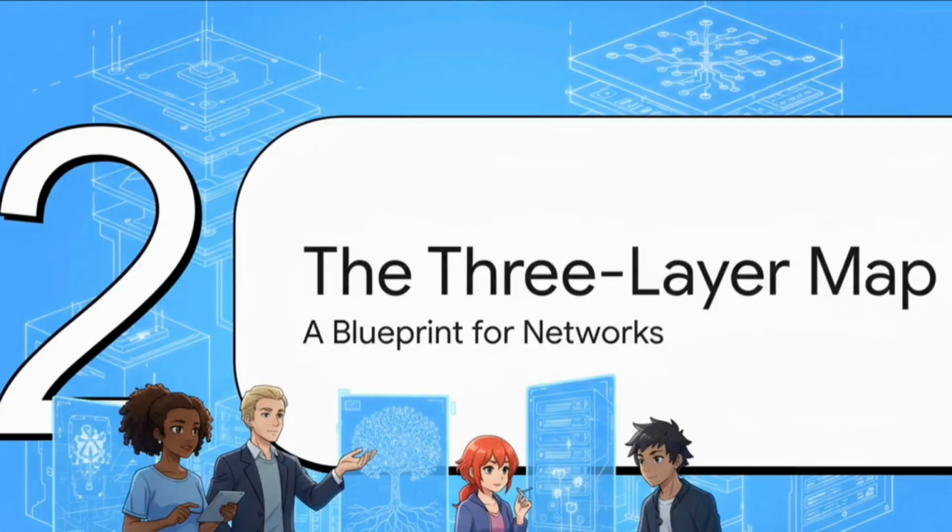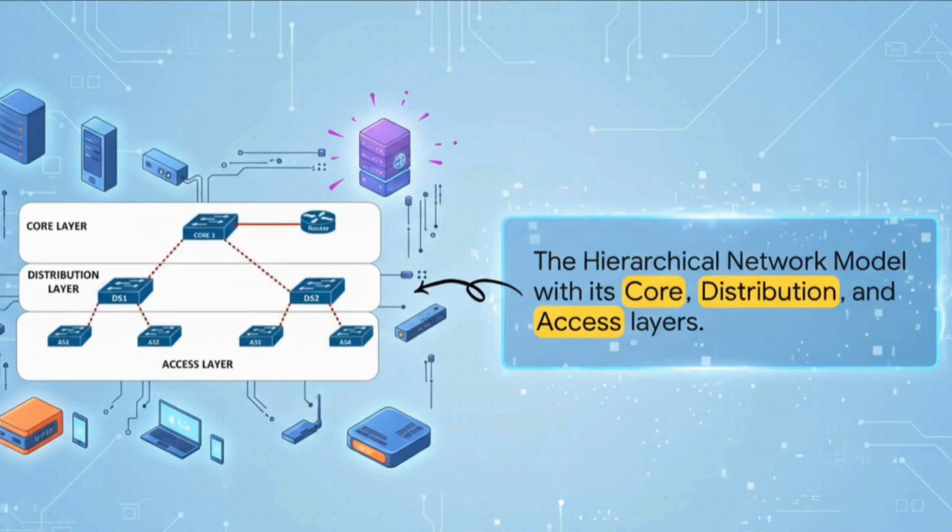But here's the thing, just having smart switches isn't quite enough, especially when a network grows from a handful of computers to thousands. You need a plan, a blueprint. And in the world of networking, the gold standard is this 3-layer map. And here it is. This is the hierarchical network model, the blueprint we were just talking about. It looks simple, but it's incredibly powerful. You've got 3 distinct layers: access down at the bottom, distribution in the middle, and the core right at the top. Think of this as our roadmap for the rest of this explainer.